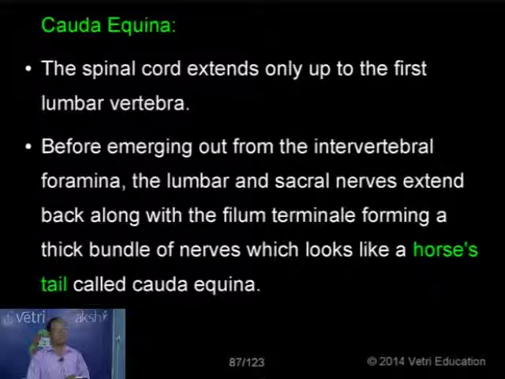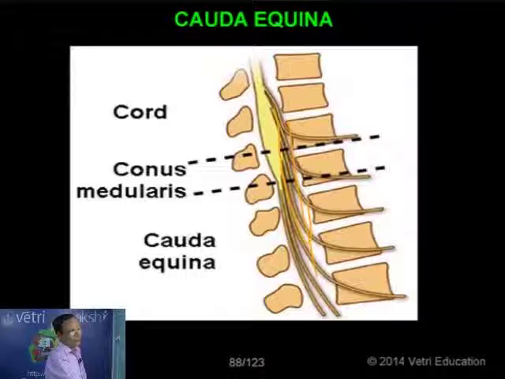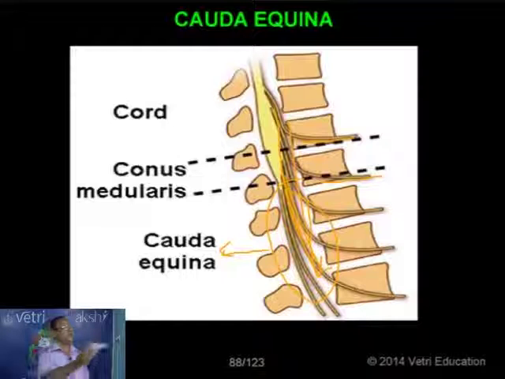So the horse's tail or cauda equina is formed by the bundle of spinal nerves of the sacral and lumbar region along with the filum terminale. It is nothing but a bundle of sacral and lumbar spinal nerves. These nerve fibers look like a horse's tail before emerging out through the intervertebral foramina, through which only the nerves emerge out. This part is the conus medullaris, this is the spinal cord, and all the structures together constitute the cauda equina, a bundle of spinal nerves of the lumbar and sacral region looking like a horse's tail.